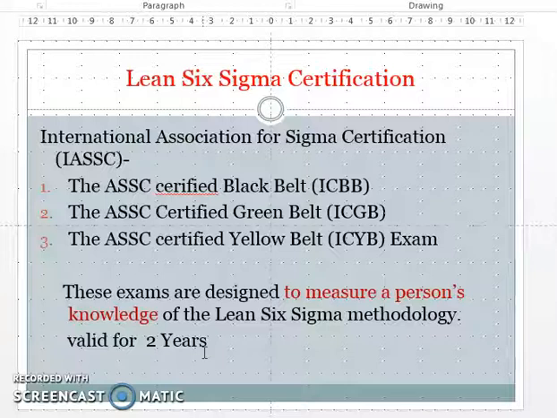In our syllabus there is only an introductory part, or it is expected that students should know or write one short note on this Six Sigma.